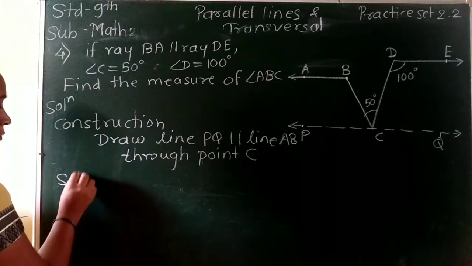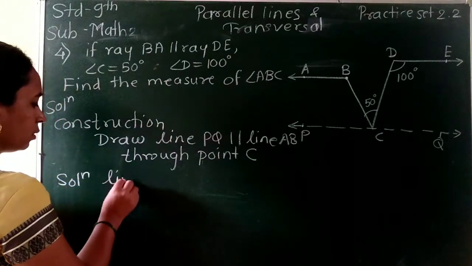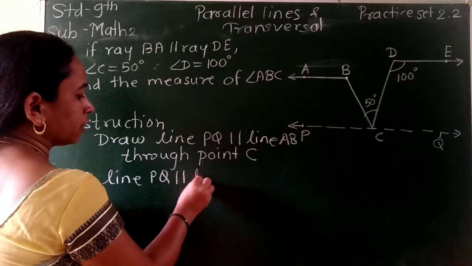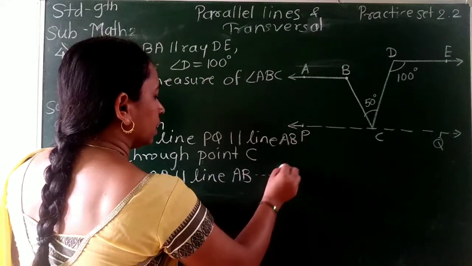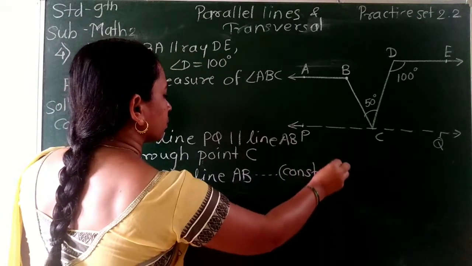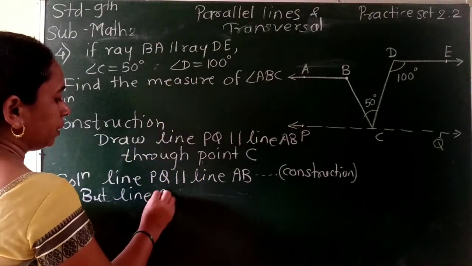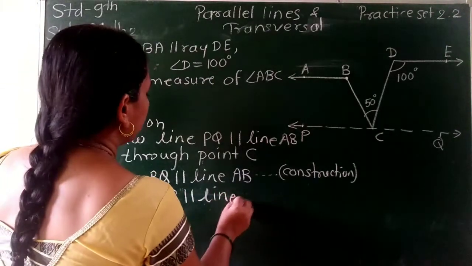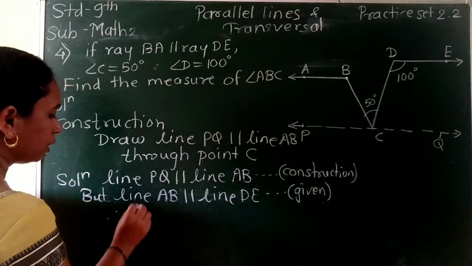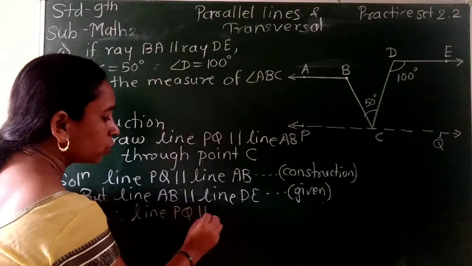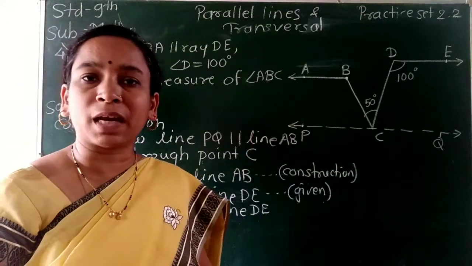In the solution, we will show first that all these three lines are parallel with each other. Line PQ is parallel with line AB, by construction. Line AB is parallel with line DE, it is given. Therefore, line PQ is also parallel with line DE. Now I have shown that all these three lines are parallel with each other.